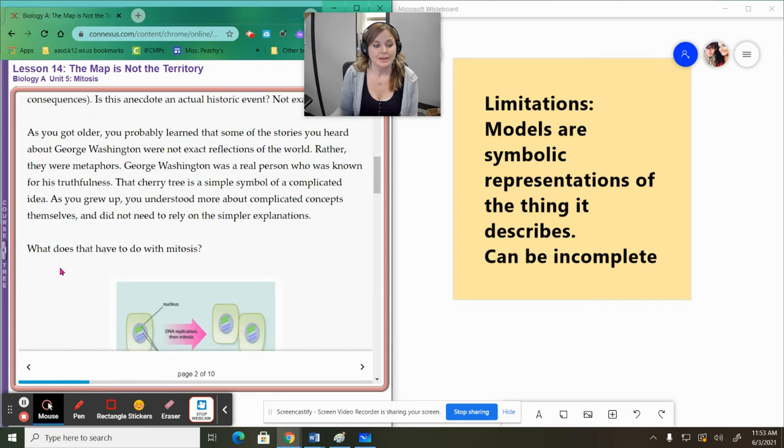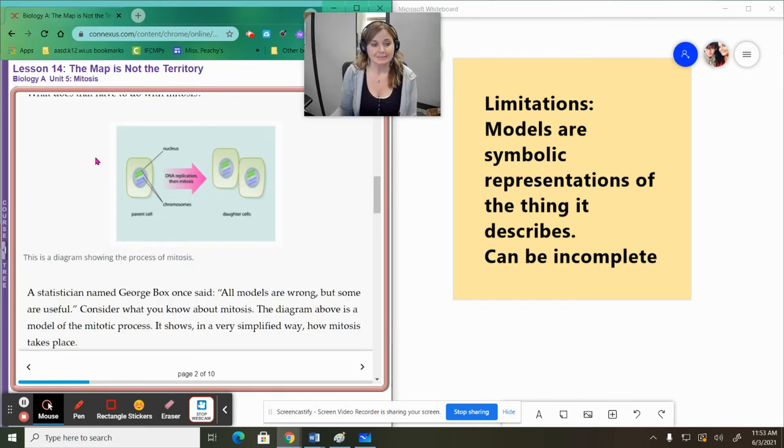And so when we look at some of the pictures we have here in biology of mitosis and cell division, we oftentimes look at models. Models are symbolic representations of the thing they describe. However, models can be incomplete. They oftentimes don't give us the whole picture. They're intended to give us a more simplified version of the picture so it's more easily understood, right?